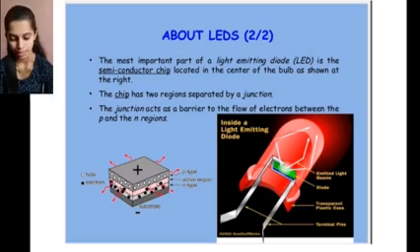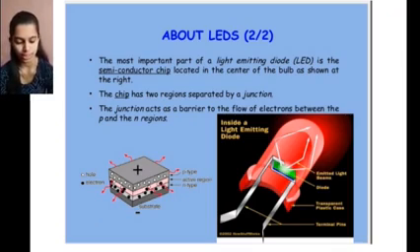About LED, second: the most important part of the light emitting diode is the semiconductor chip located in the center of the bulb. The chip has two regions separated by a junction. The junction acts as a barrier to the flow of electrons between the p region and the n region.